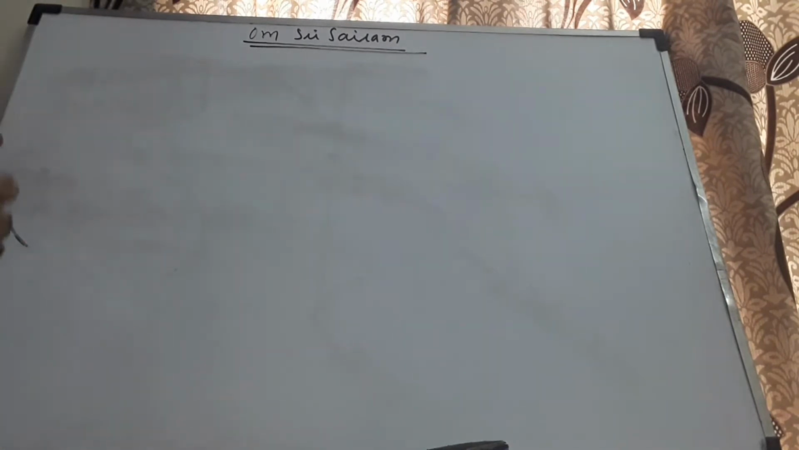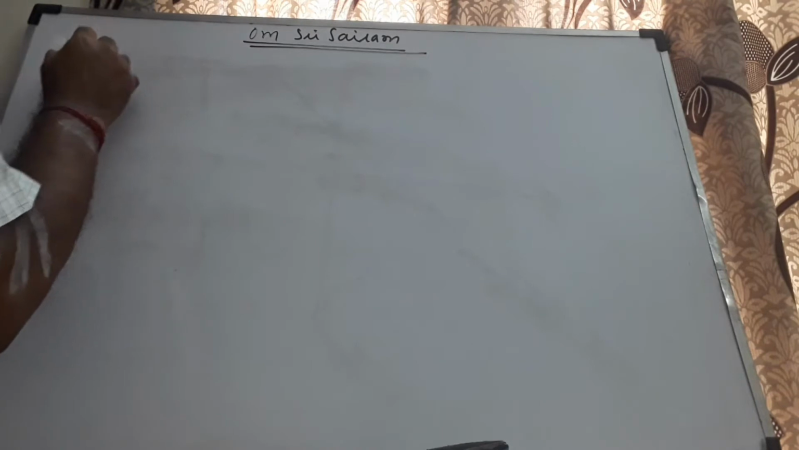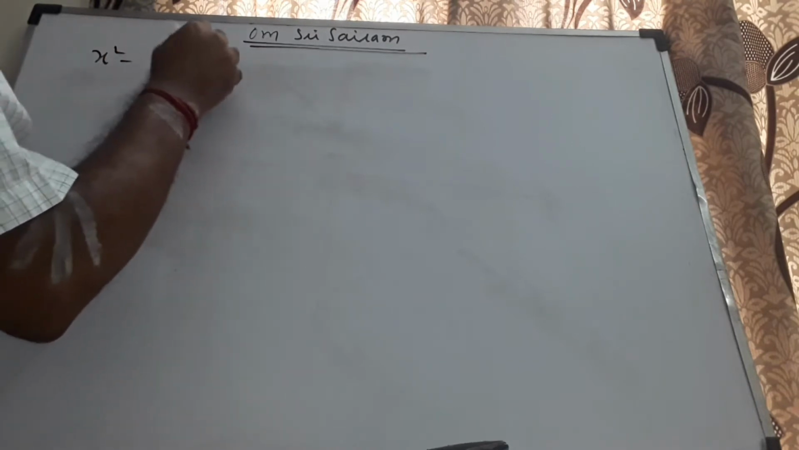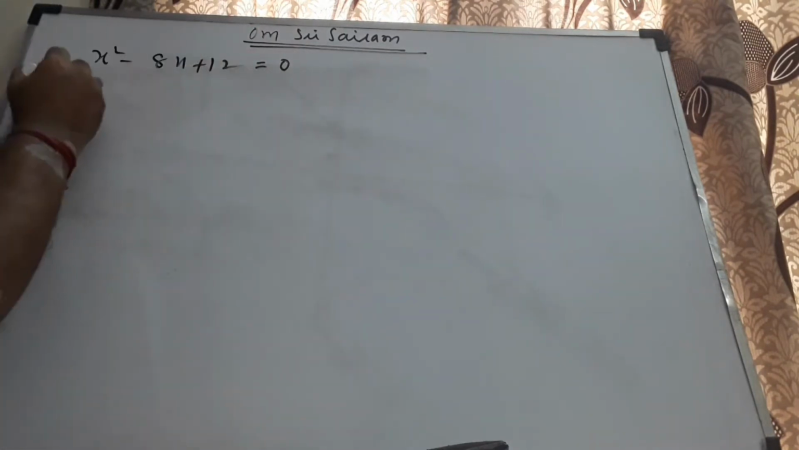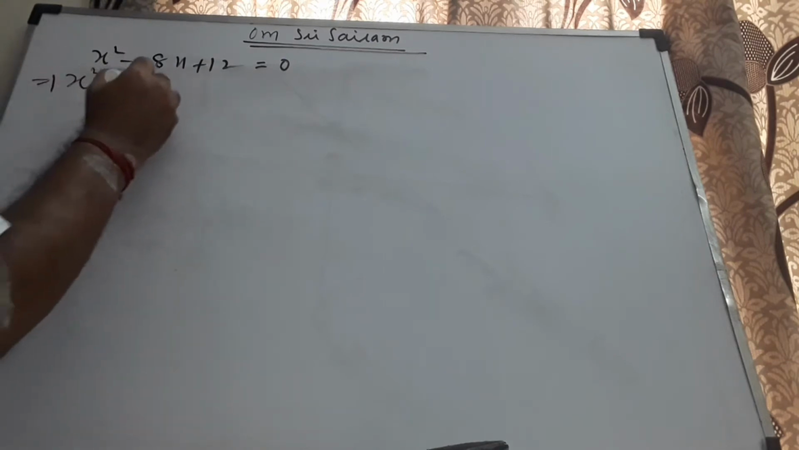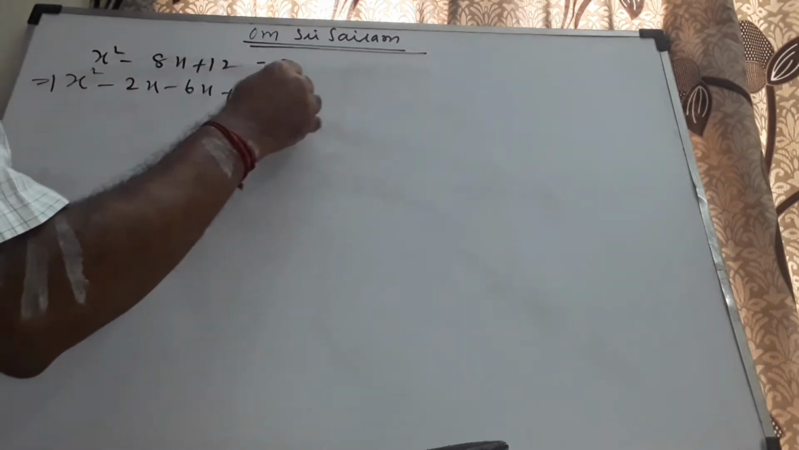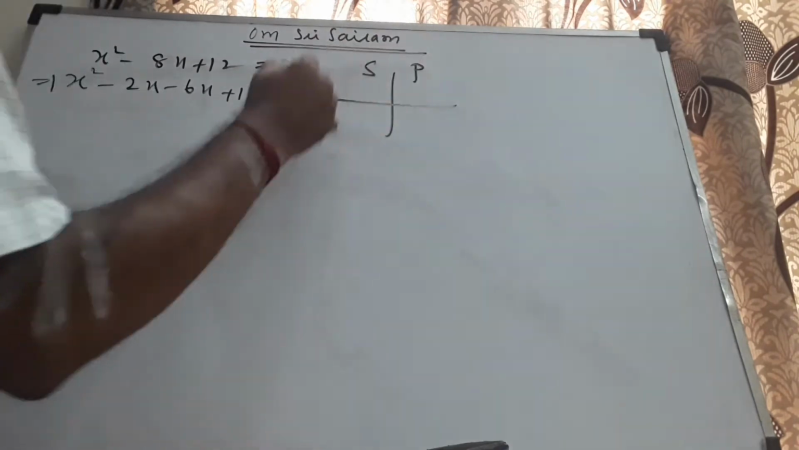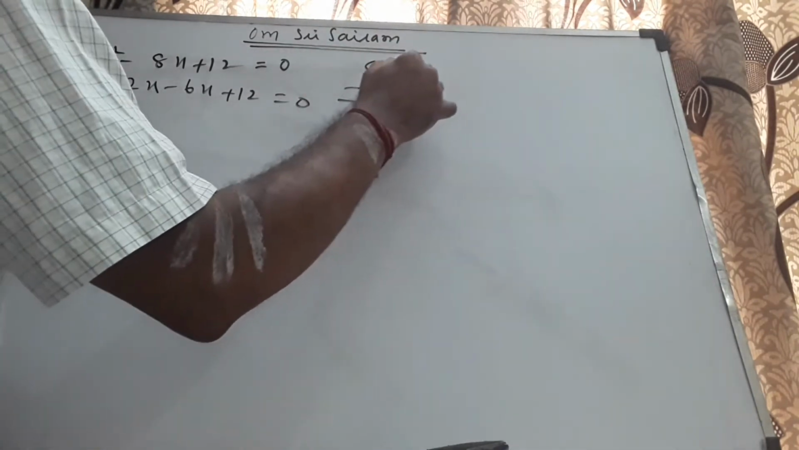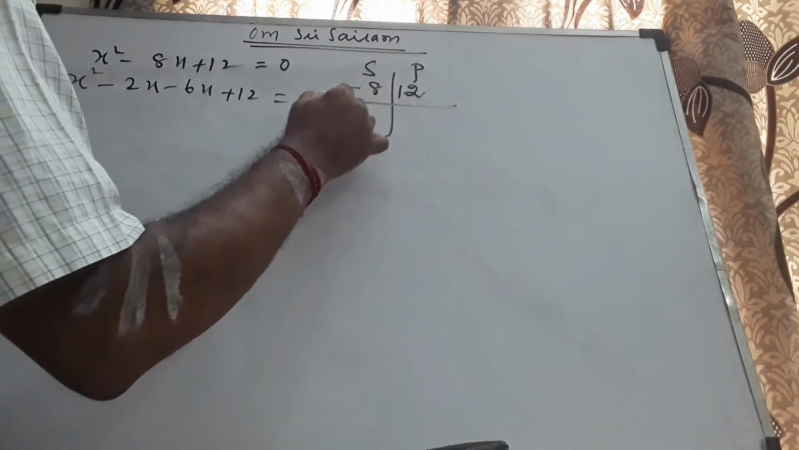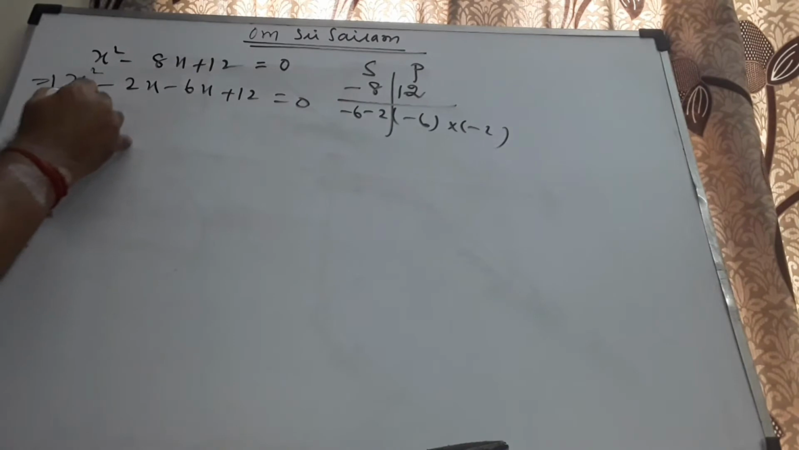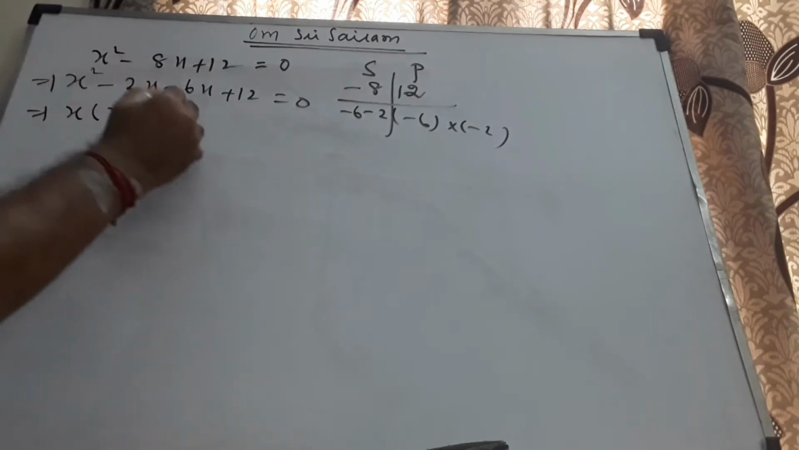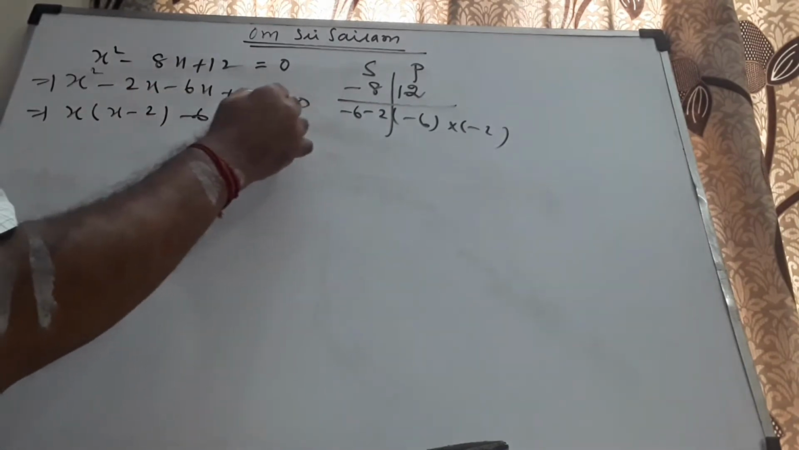Now you can take another example, x square minus 8x plus 12. Just listen, equate it to 0. I can split the middle term: x square minus 2x minus 6x plus 12 is equal to 0. You might have learned in lower classes, the sum of two numbers is minus 8 and the same two numbers should give you the product 12. That is minus 6 and minus 2. Minus 6 into minus 2. Therefore, I can factorize: x into (x minus 2) minus 6 into (x minus 2) is equal to 0.